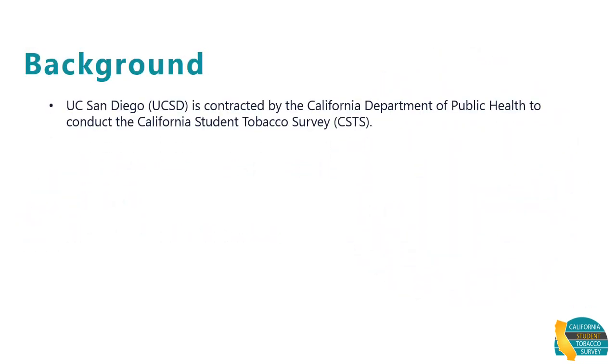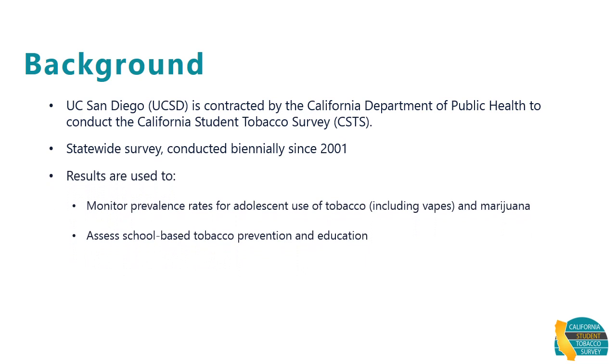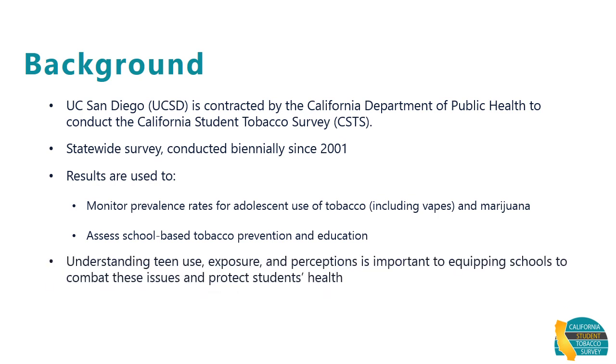The University of California, San Diego is contracted by the California Department of Public Health to conduct the CSTS. This statewide survey has been conducted biennially since 2001. The results are used to monitor the statewide prevalence rates for adolescent use of various tobacco products, including vapes and marijuana. Results also help assess school-based tobacco prevention and education. It's important to examine teen use, exposure, and perceptions of these products in order to equip schools to combat these issues and protect students' health.